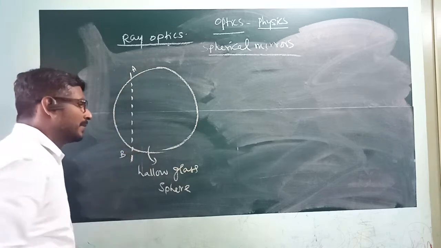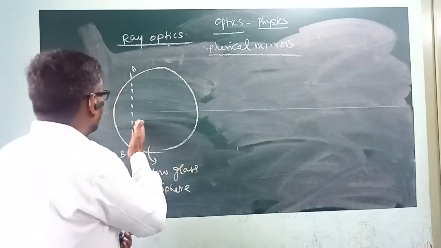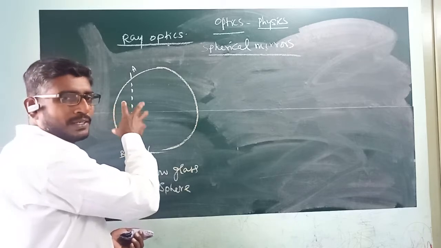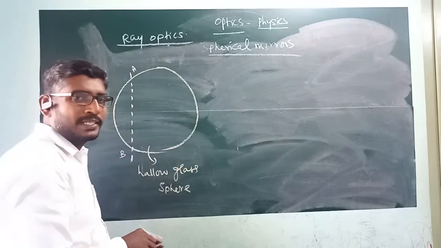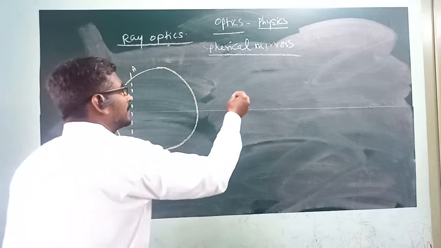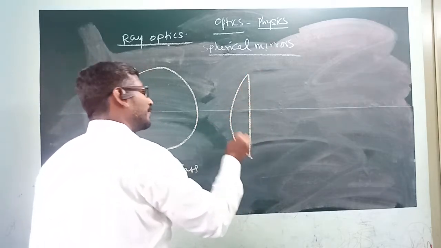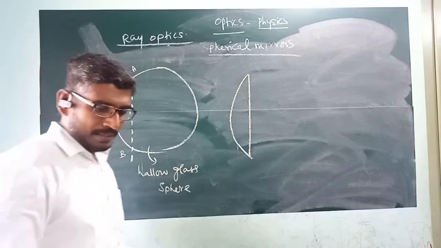AB. So now the portion of the hollow glass sphere which is cut by a plane, you call this one a spherical mirror.